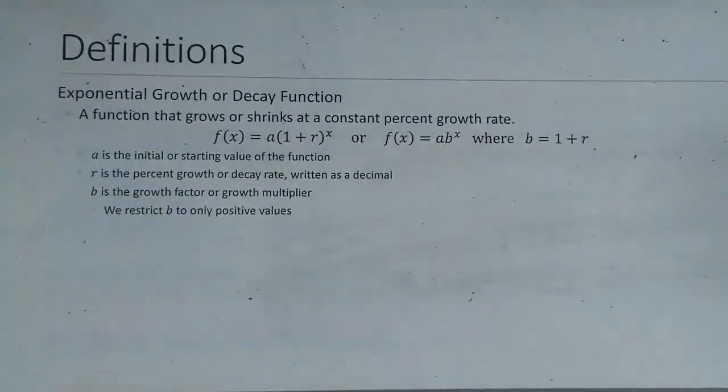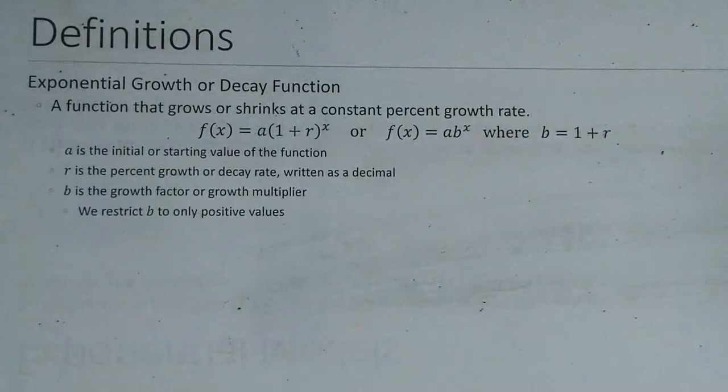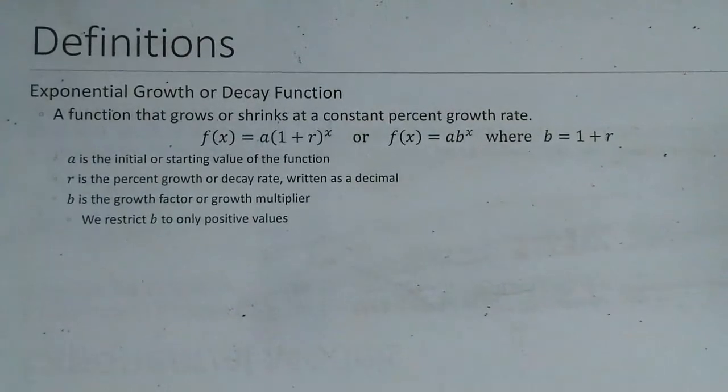An exponential growth or decay function is a function that grows or shrinks at a constant percent growth rate. You'll notice this is different than a linear function because it grows by a set amount. This is growing by a constant percent or shrinking.